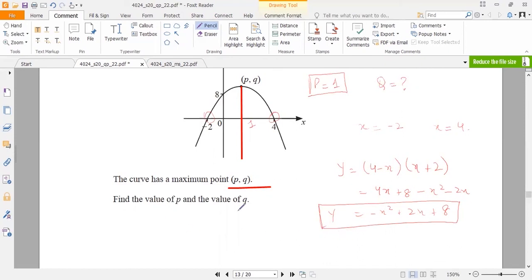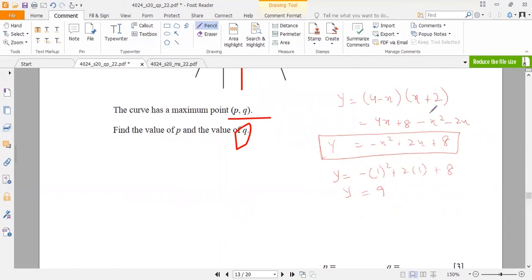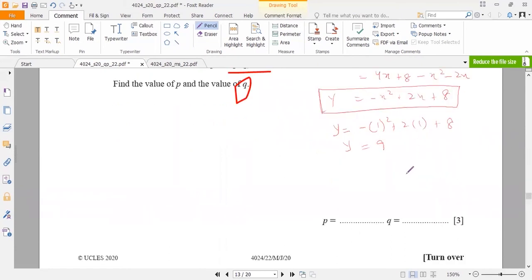Okay. Now we need to find out the value of q. For the value of q, we need to put p equals 1: minus 1 square plus 2 times 1 plus 8. So the value of y is 9. That is the value of q. So we get the value of Q as well. So the value of P is 1 and the value of Q is 9.